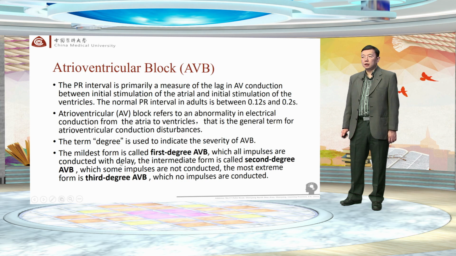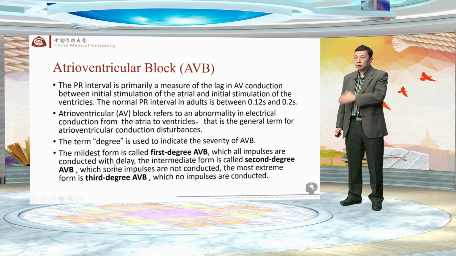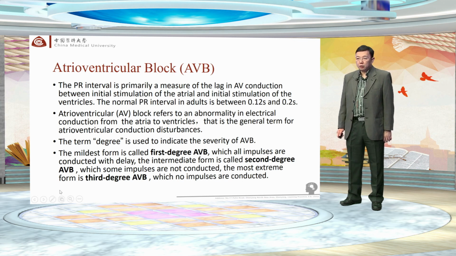The atrioventricular node is the only way the pulse goes from the atrial part to the ventricular part. If the function of the atrioventricular node is abnormal, the patient may have very severe bradycardia. There are three types: first degree, second degree, and third degree.